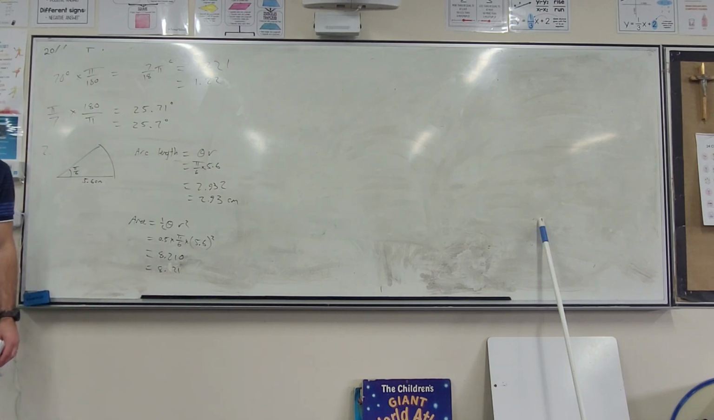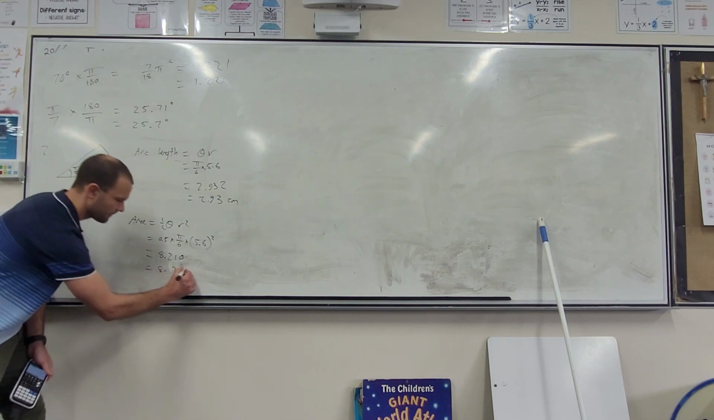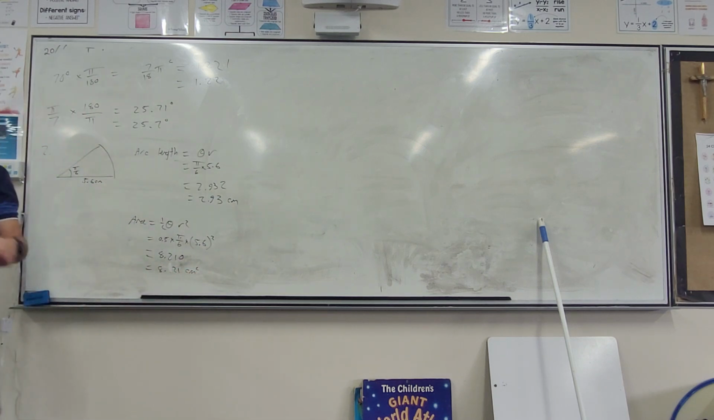The unit for area is units squared. Our unit is centimetres, so for area, centimetres squared. All right, that's question 2.